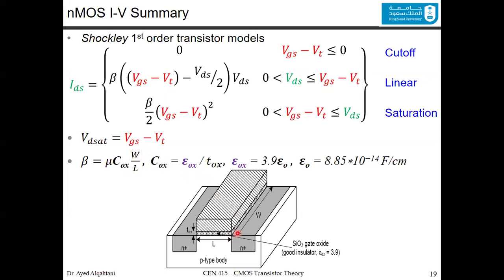Now, the W means the width of the transistor. So this is our W. And L is the length of the channel. Now, to get the capacitance, remember what we talked about regarding the capacitance and the operating modes. The capacitance of the oxide is equal to epsilon oxide divided by the thickness of the oxide. So you have this thickness of the oxide here, the thickness of the silicon oxide region.